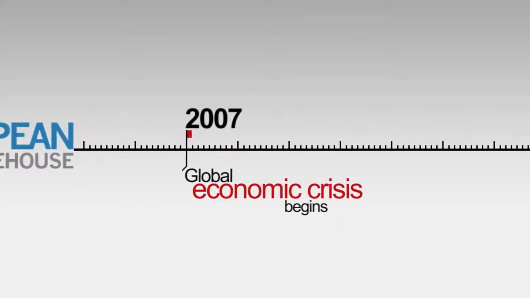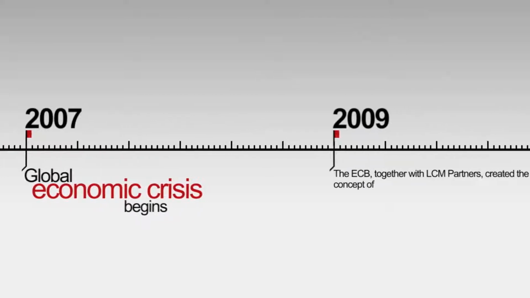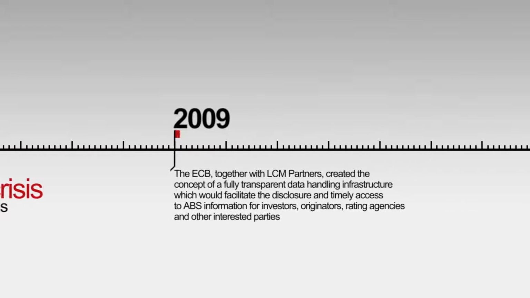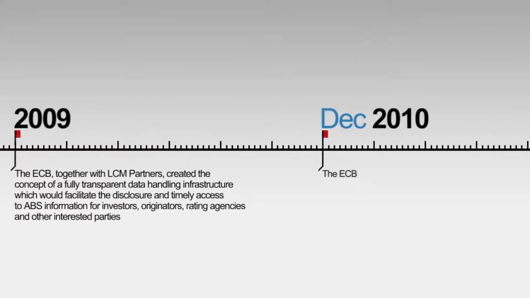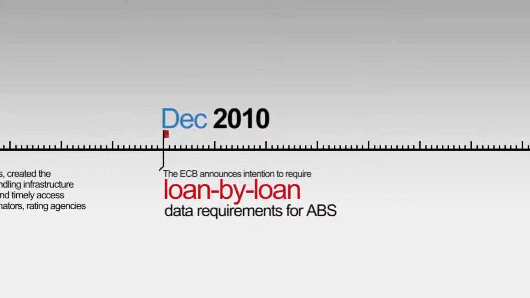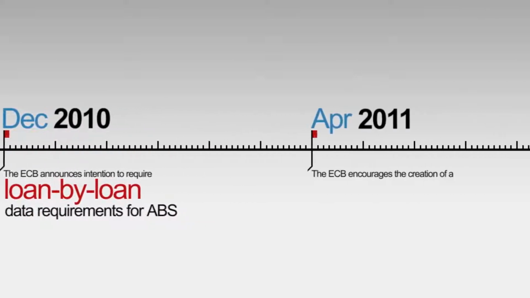Following the 2007 economic crisis, there was a need to improve transparency and restore investor confidence in the European securitization markets. Encouraged by the European Central Bank, or ECB, an independent group of 9 leading ABS investors and originators from across Europe came together to address the problem.